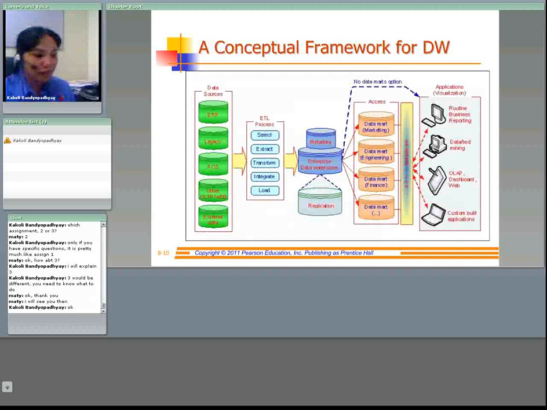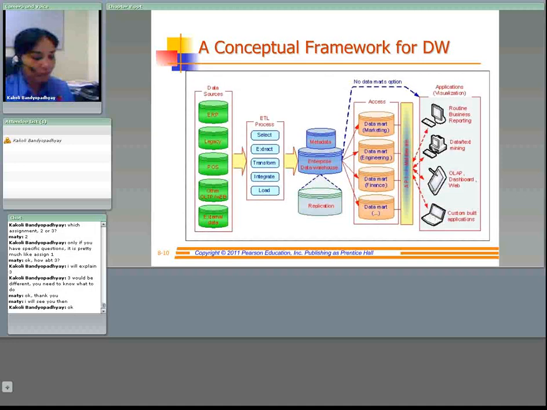Listen carefully once again. It is the entire process of data extraction, transformation, and loading of data to the warehouse, and not only loading but access of that data by end users and applications for performance analysis. So look at the process now.